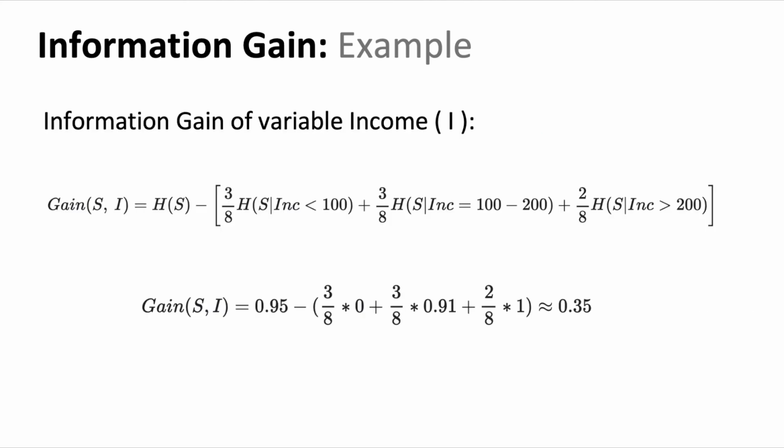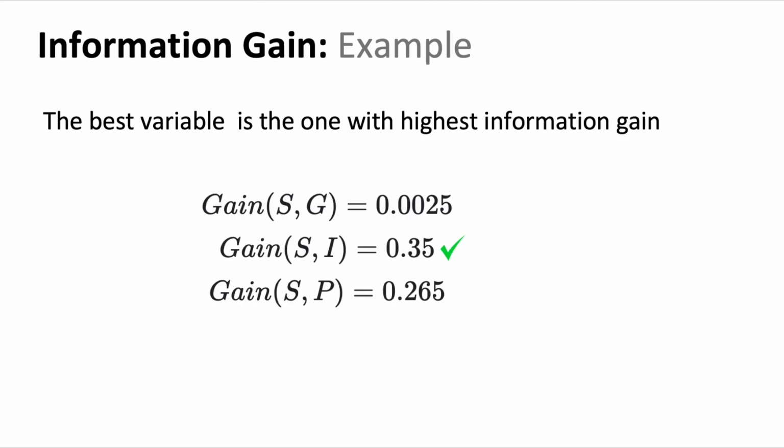So substituting, as we did before, we obtain an information gain equal to 0.35. So finally, to choose the best variable, we just need to choose the one with the highest information gain. In this case, it is the variable income because it obtains a 0.35 information gain. I encourage you to calculate the information gain of the variable place.